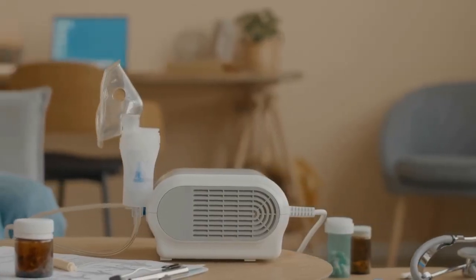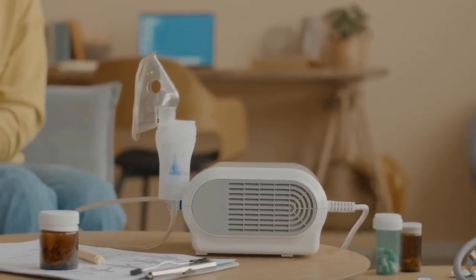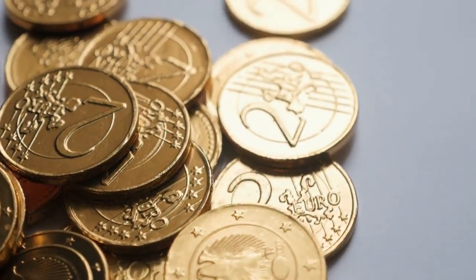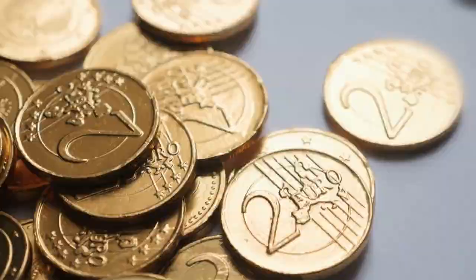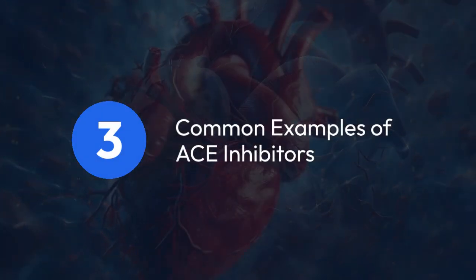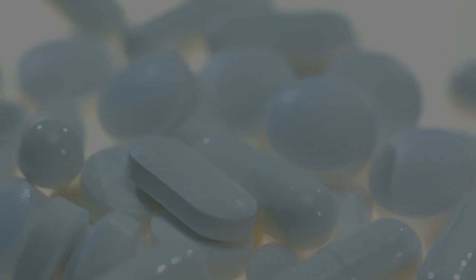ACE inhibitors, or Angiotensin-Converting enzyme inhibitors, prevent the formation of angiotensin-2, a substance that narrows blood vessels. By inhibiting this enzyme, ACE inhibitors help to lower blood pressure. Common examples of ACE inhibitors include Enalapril, Lisinopril, and Ramipril.